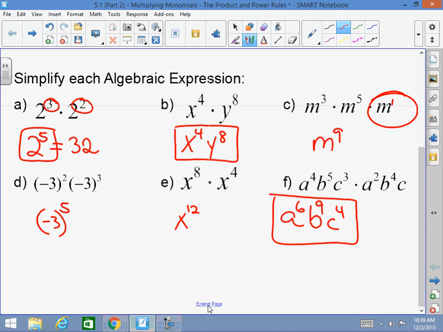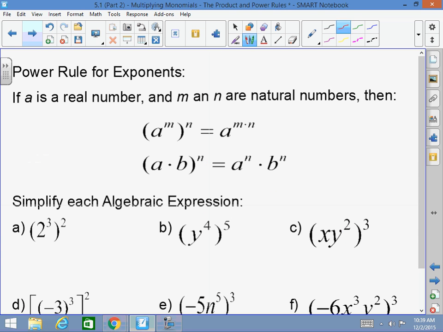Fantastic. So when you're multiplying monomials, you're multiplying the same variables, you keep the base and add the exponents. Does that make sense, gentlemen? Fantabulous. Good, good, good. Okay, next.